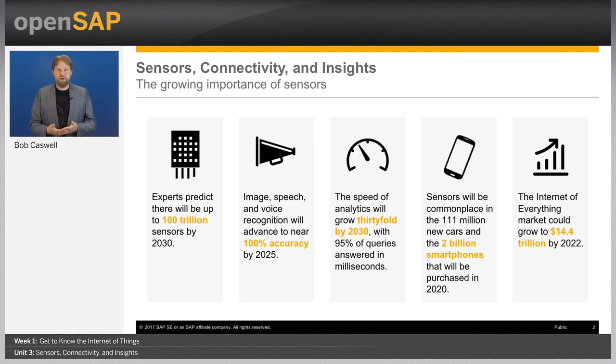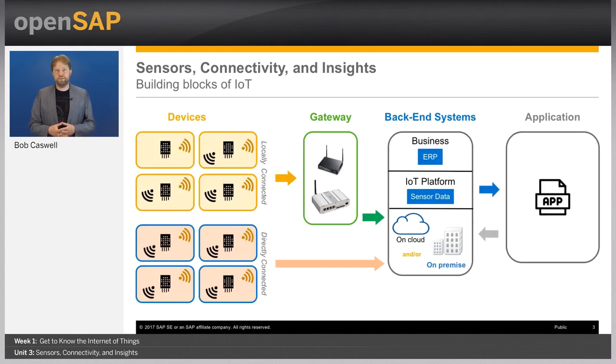Just taking a snapshot of what things will look like as soon as 2020, sensors will be commonplace in the 111 new cars and the 2 billion smartphones that will be purchased that year. So this is a market that's expected to grow into the tens of trillions of dollars. Keeping that in mind, let's look at the key components involved in the Internet of Things.